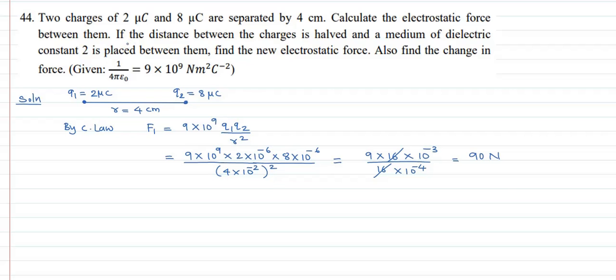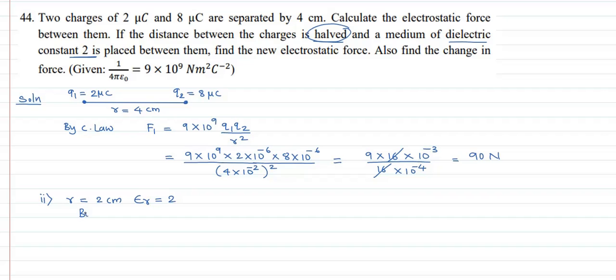Now in the second part, the distance between charges is halved. So here R becomes 2 centimeters. And a medium of dielectric constant 2 is placed between them. So now we are having a dielectric medium, so epsilon R is equal to 2. Find the new electric force.